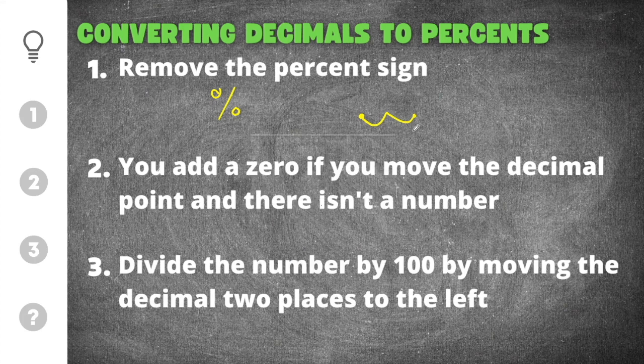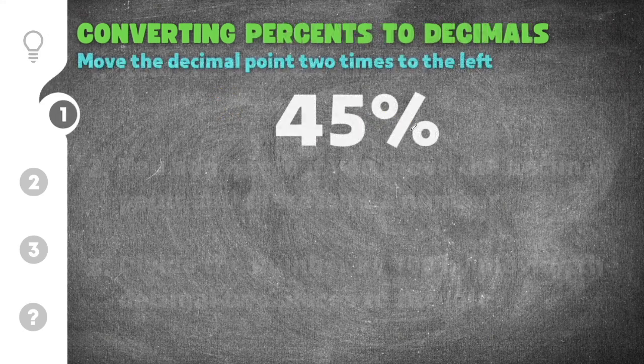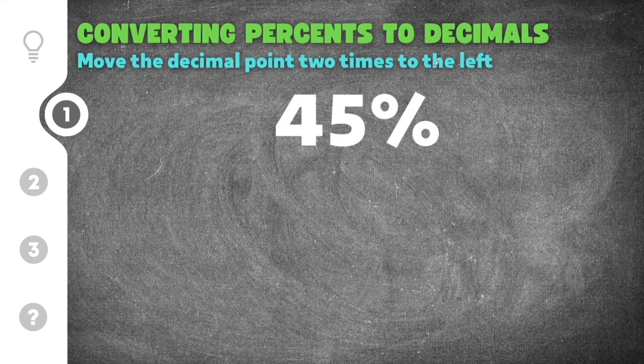Let's go ahead and get started on our first practice problem for converting percents to decimals. You can see this problem gives us 45%. We're going to change this percentage into a decimal. What we can do is get rid of the percentage symbol, so we're just going to write 45.